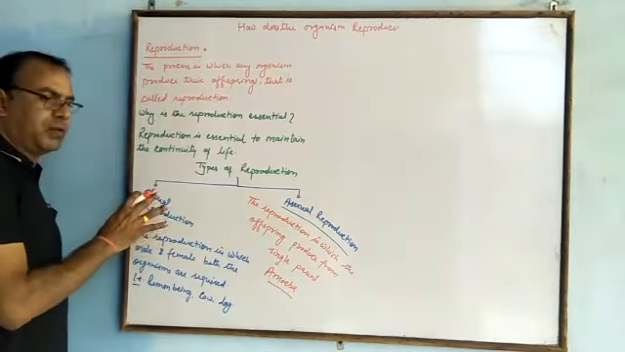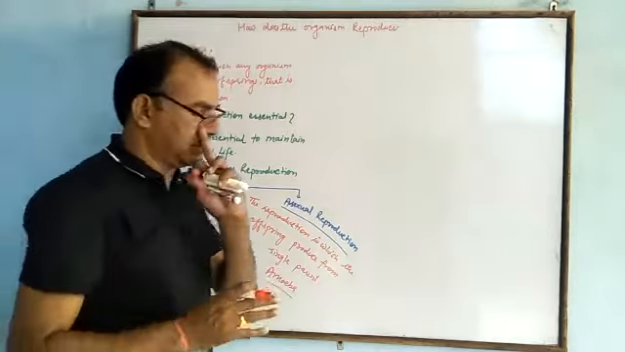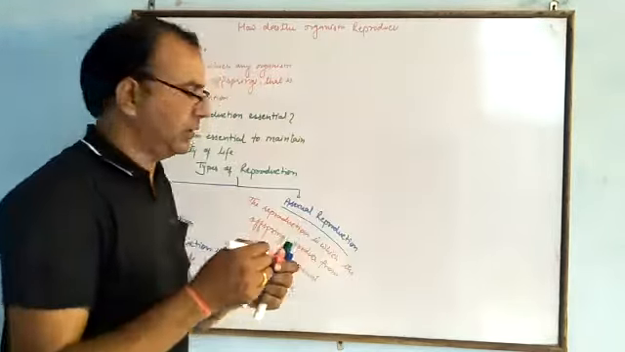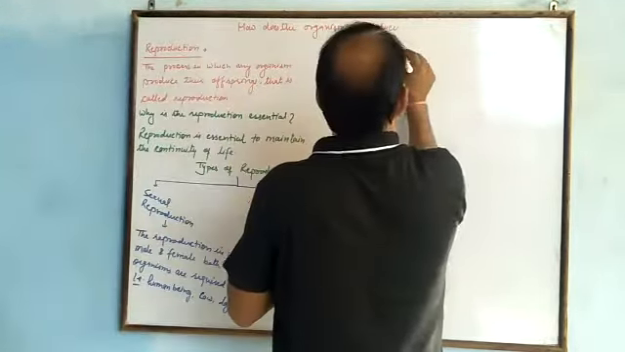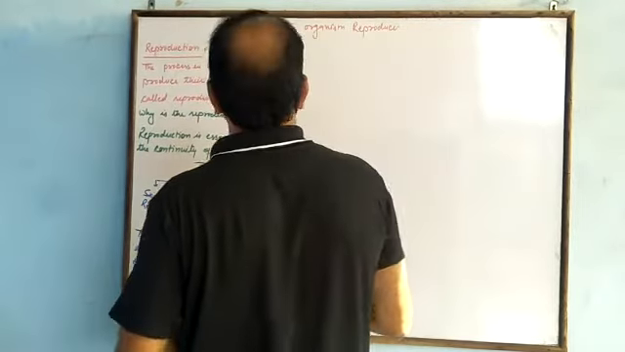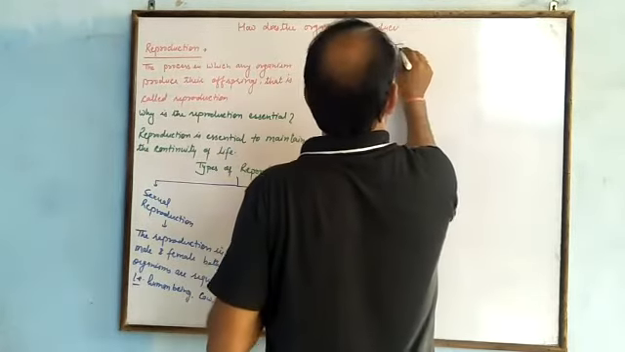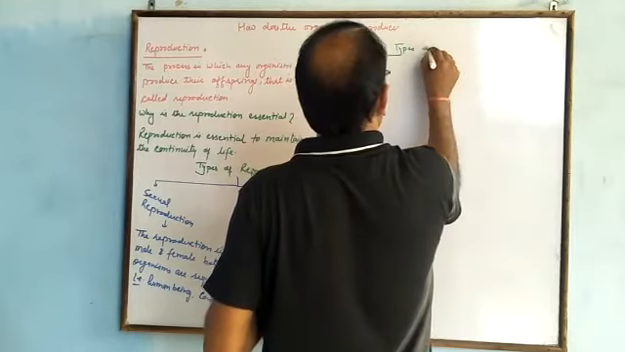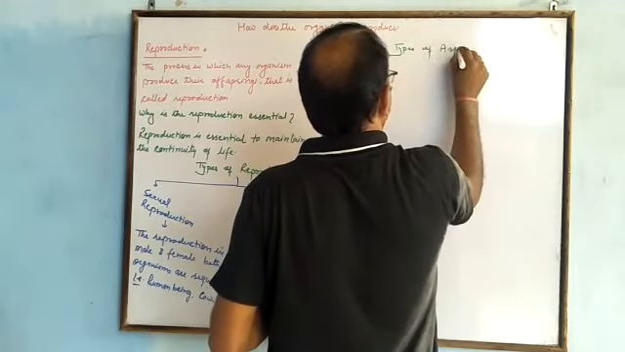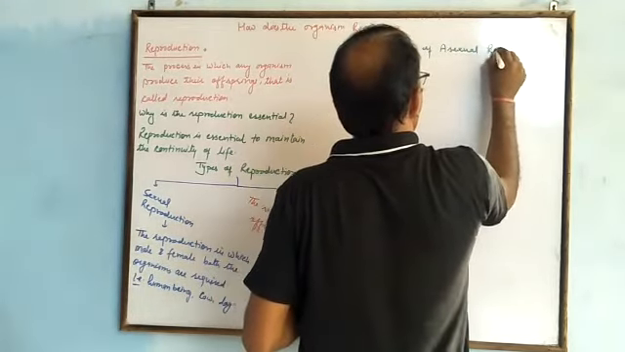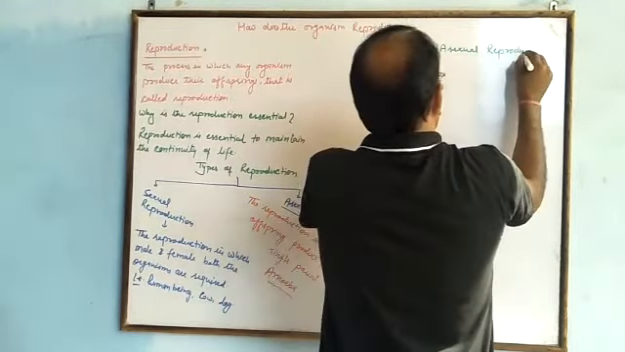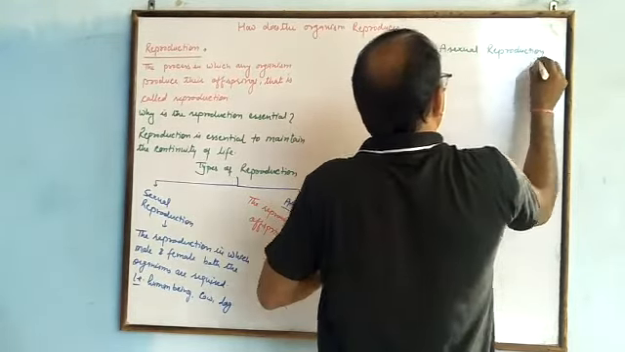About sexual reproduction we will discuss later. Firstly, we discuss about the asexual reproduction. Types of asexual reproduction. There are many types of asexual reproduction that can take place.